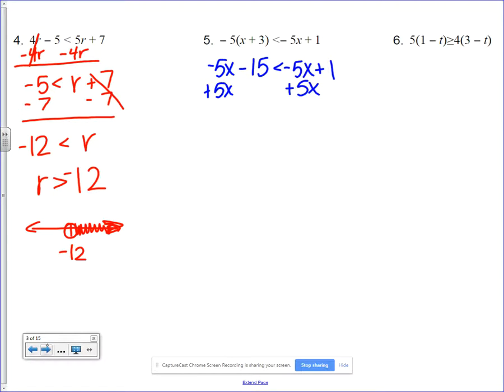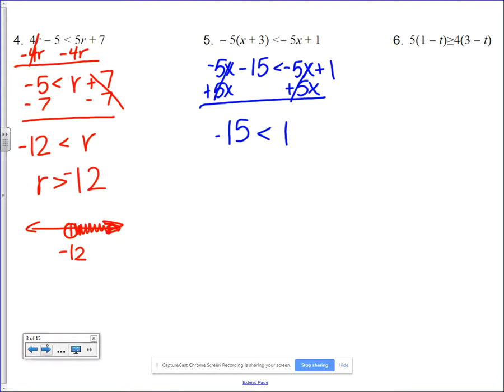So what do I have now? Hey, folks, there's no variables left. Well, how do you know? Did you read it? How do you read this? How do you read it? Is negative 15 less than 1? Yes, it is. So that's a true statement, correct?